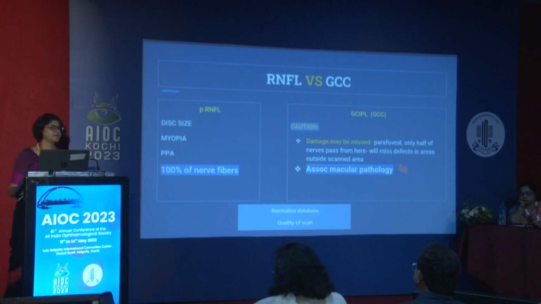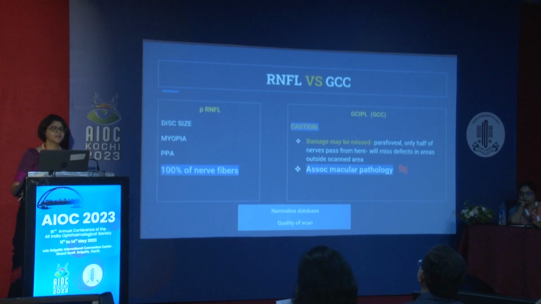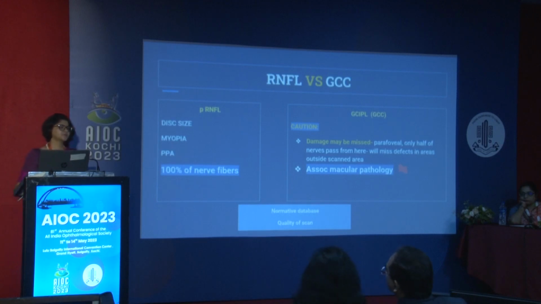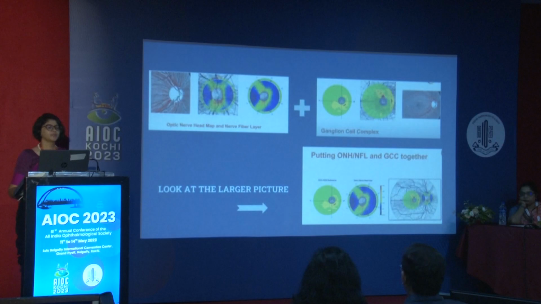However, the RNFL is where you are able to check 100% of nerve fibers, and at the GCC you may miss peripheral loss in the arcuate areas. So you would only pick up the parafoveal changes better. And secondly, macular pathologies, if they are coexisting, can really affect the result. So if you're checking the GCC, you must also look at the macular scan and see that there is no associated macular pathology.